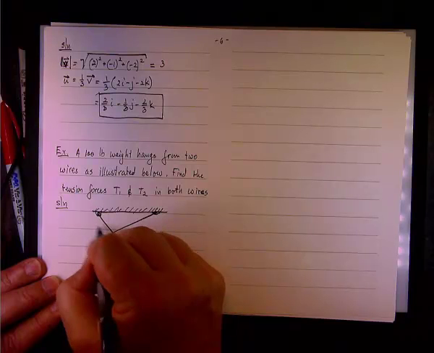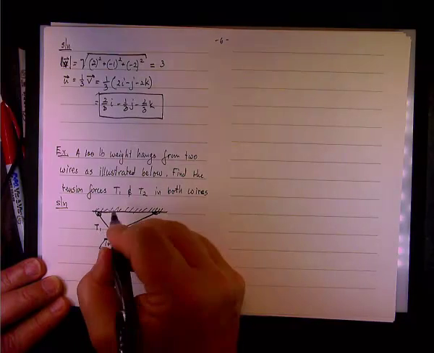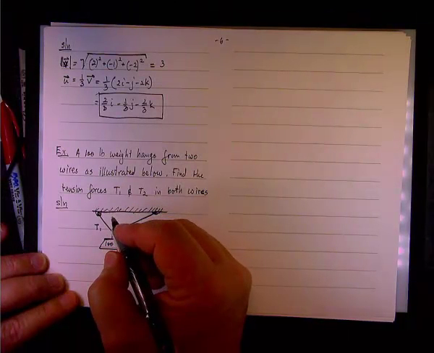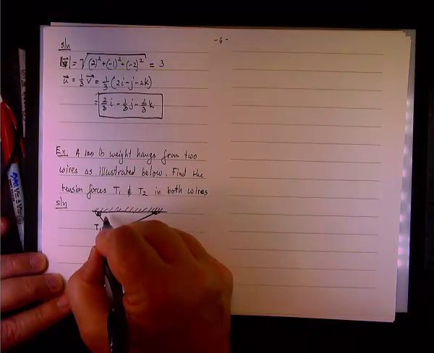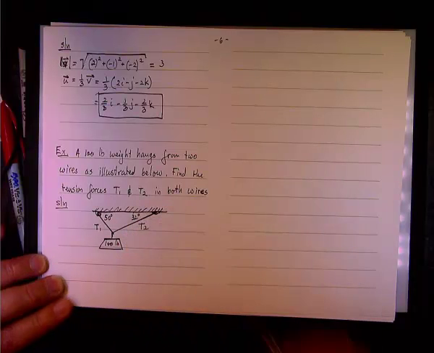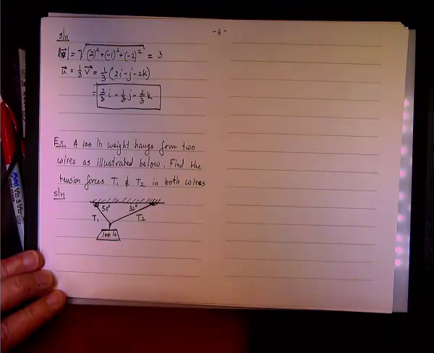And here's the tension force T1 on this wire, T2 on this wire. The angles are 50 degrees and 32 degrees, I think. Doesn't matter, we can say theta 1 and theta 2. Let's put numbers here, 50 and 32 degrees, right?